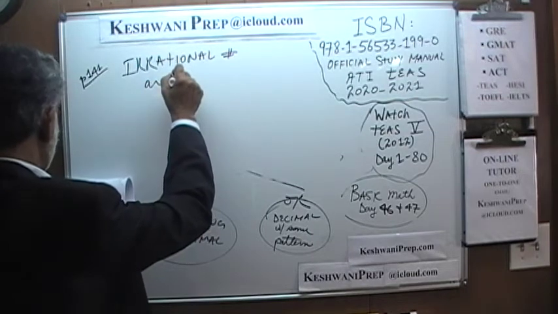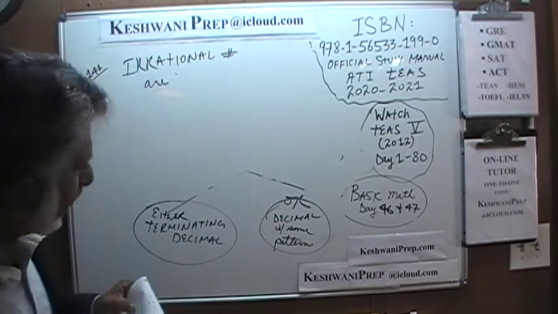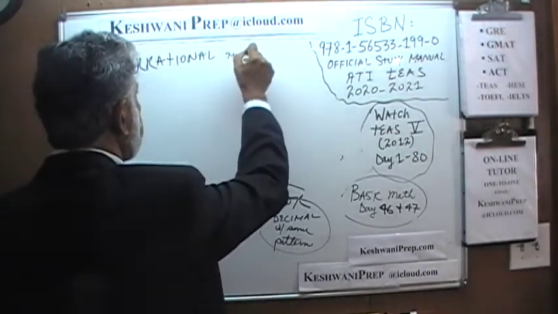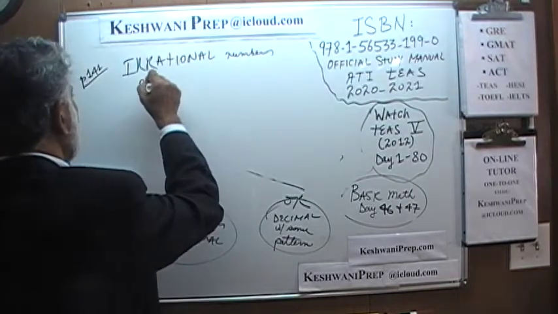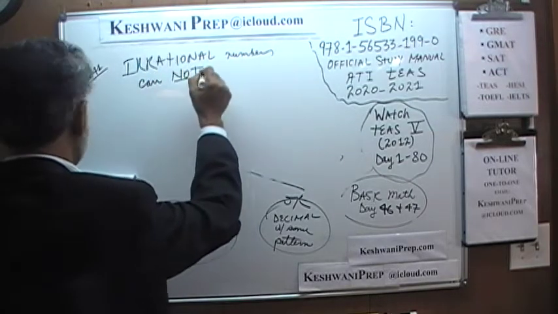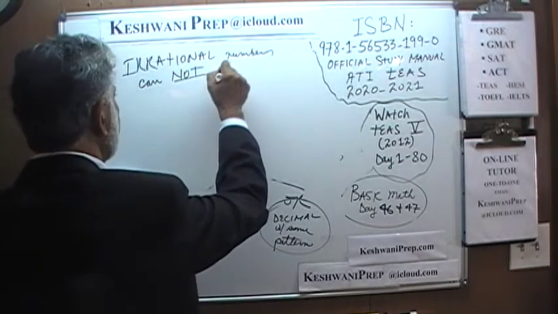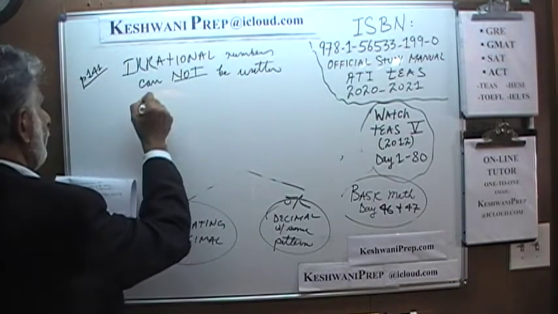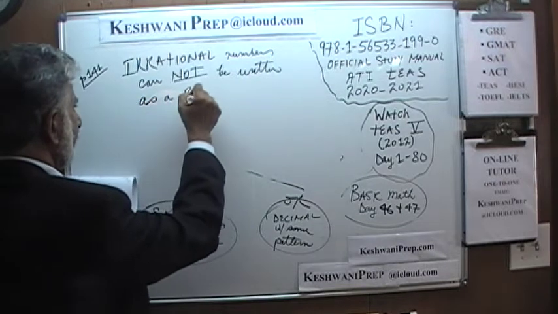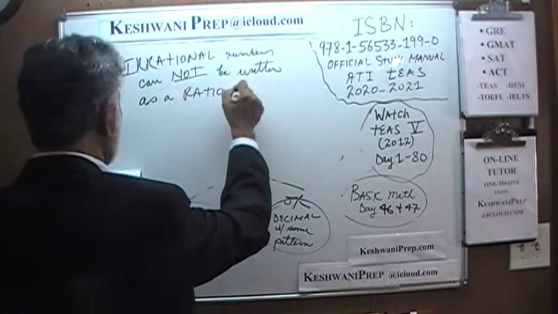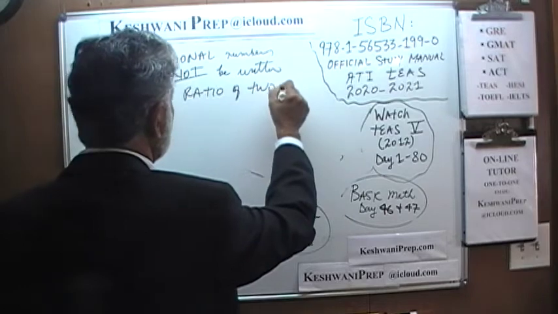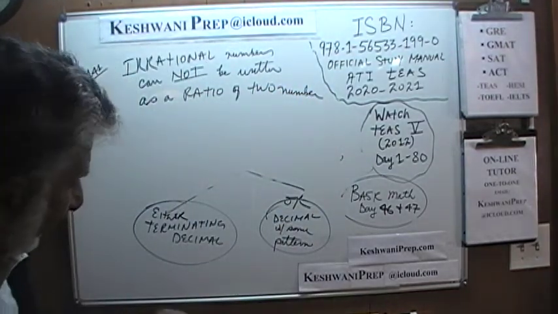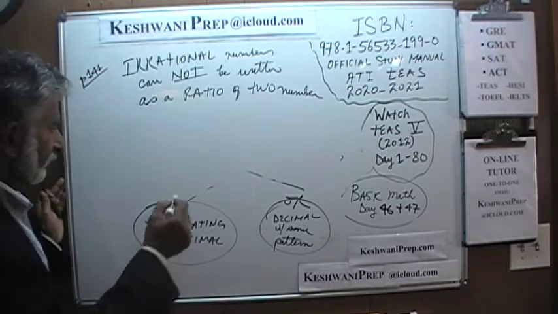Irrational numbers cannot be written as a ratio of two numbers. That's where the word rational comes from. I left out very crucial things. So this is what's going on.